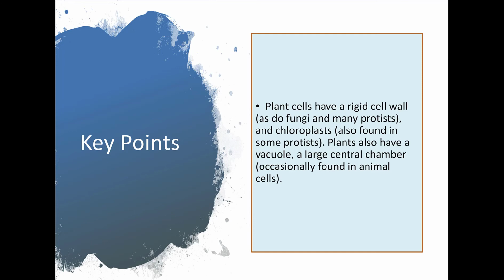So plants have a rigid cell wall, as do fungi and many of the other protists. The proper way to say fungi is not "fun-guy"; that's somebody you invite to a party. It's "fun-jai." The chloroplast is also found in some protists. Plants also have a vacuole, a large center chamber, occasionally found in animal cells for different reasons. They store fat in animal cells, but water and various other things that plants use are stored in these containers.